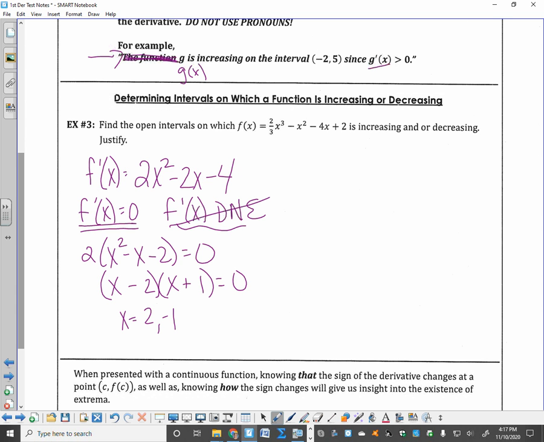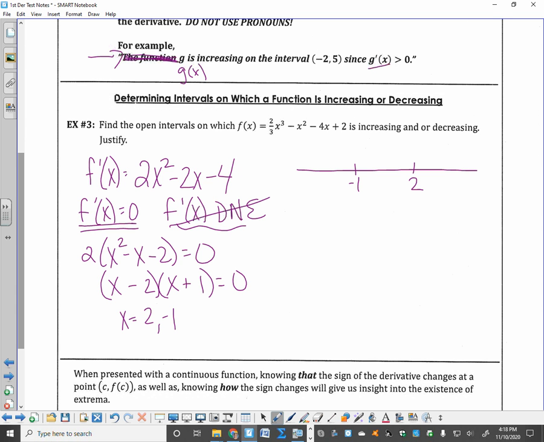And feel free to pause and digest or work something out. I'm cruising through this because I know that you can pause it at any time. Okay, so now that I have my critical values, I'm going to find my sign chart. Now my sign chart is going to put my 2 critical values on the line.